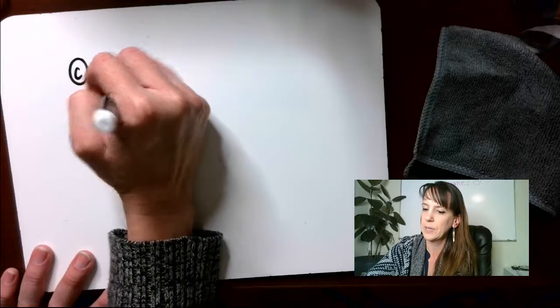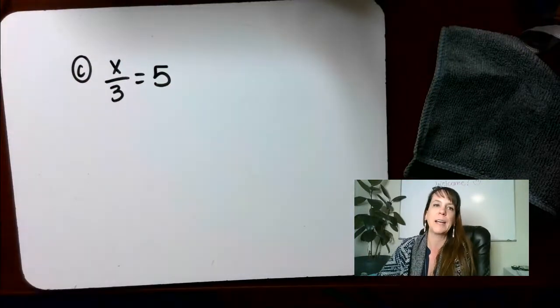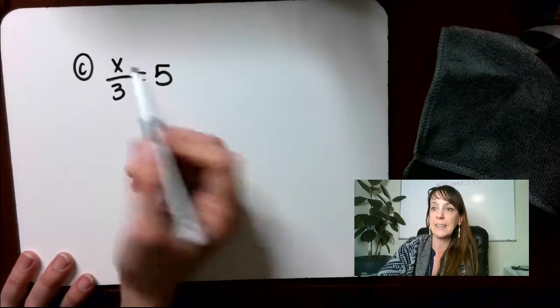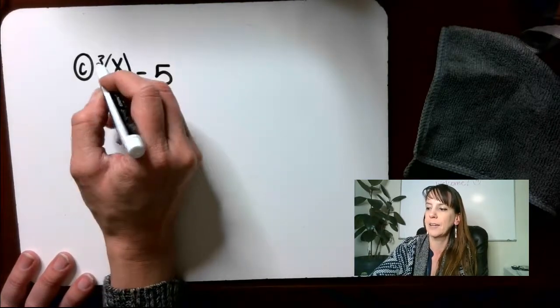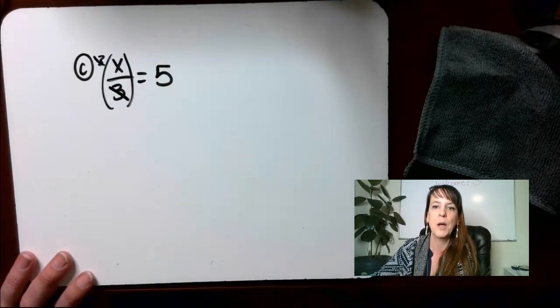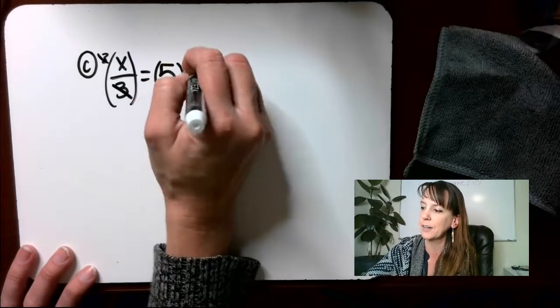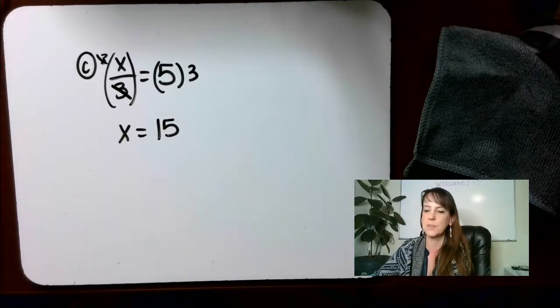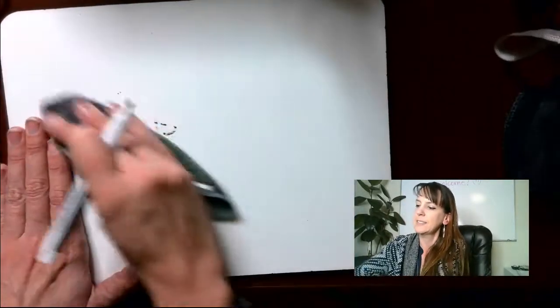X over 3 equals 5. All right, guys. In order to get that x by itself, I'm currently dividing. The opposite of divide is multiply. If I multiply that by 3, this is upstairs, this is downstairs. That cancels out. But what I do to one side, I must do to the other. X equals 15. All right, let's see about this.